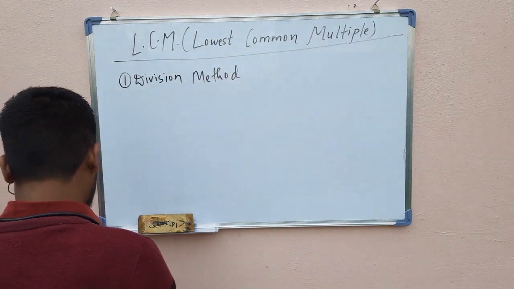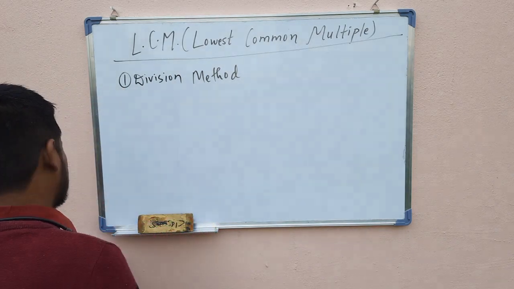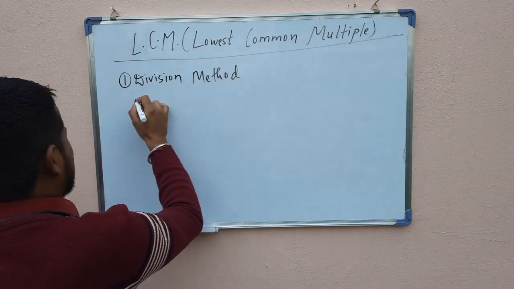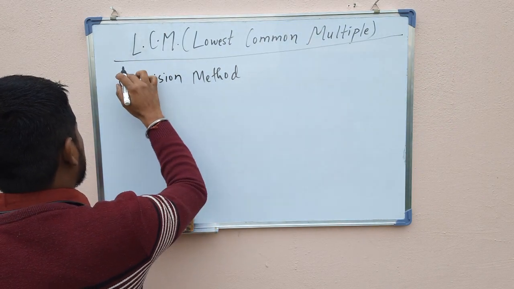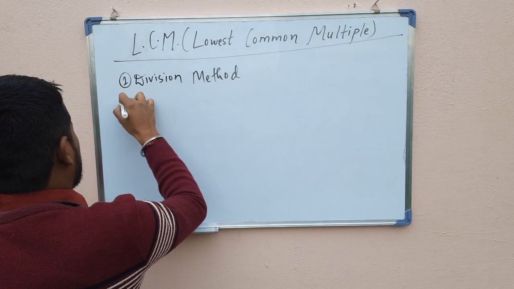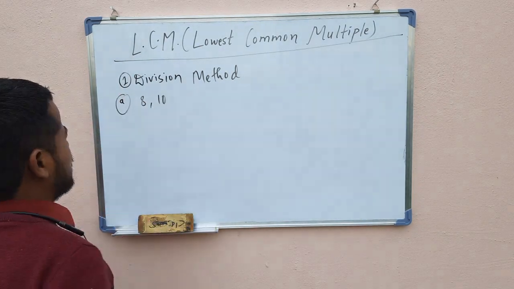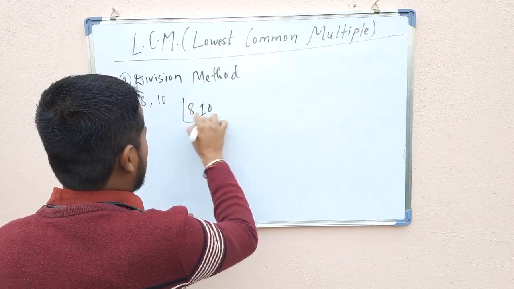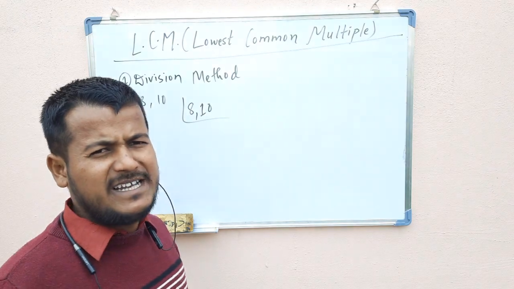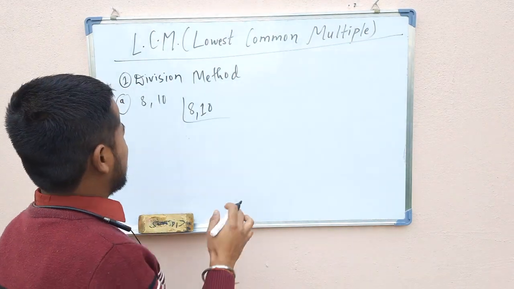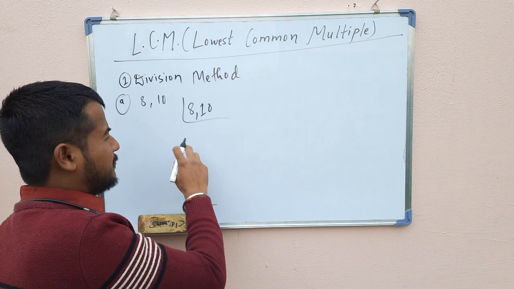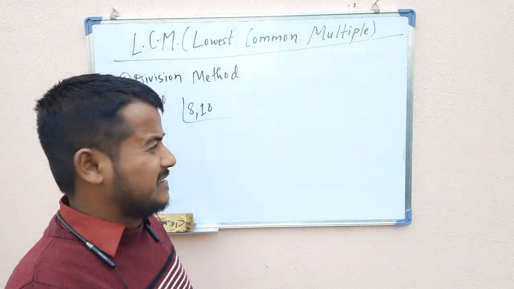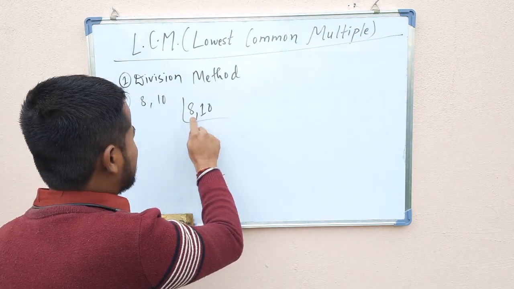I will solve some questions by division method. Like 8 and 10. So how will you do this by division method? Both 8 and 10 will be solved at once. And which number should you keep? You should keep the appropriate number that must divide both.